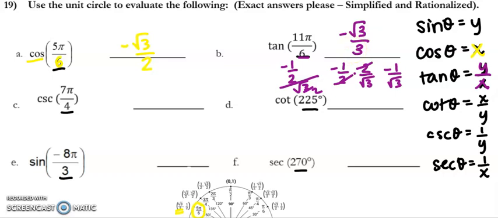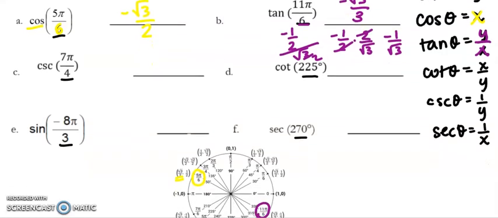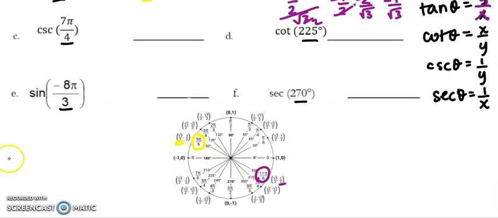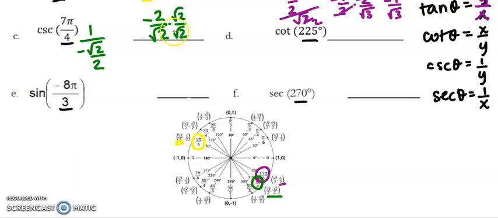Okay. Cosecant of 7 pi over 4. So 7 pi over 4 is more than 4 pi over 4. It's right here, hiding. 7 pi over 4. And I want the cosecant, which is 1 over the y value. 1 over the y value, which is really just flipping your sine value.